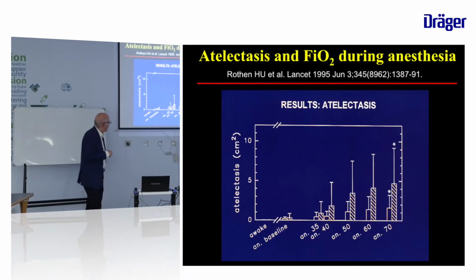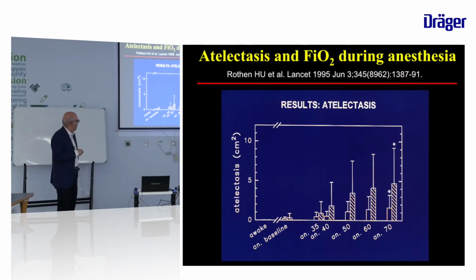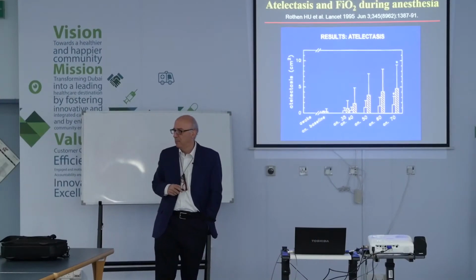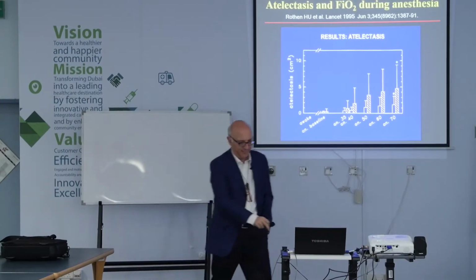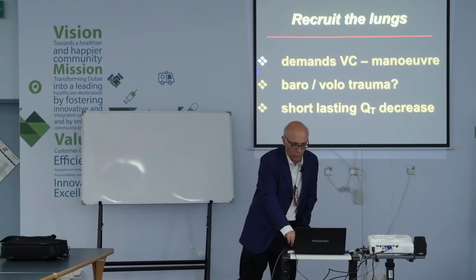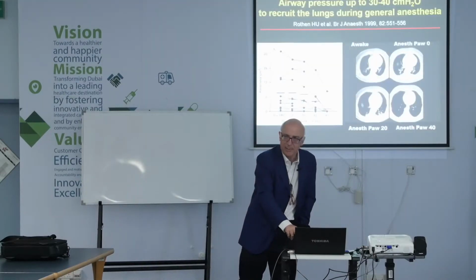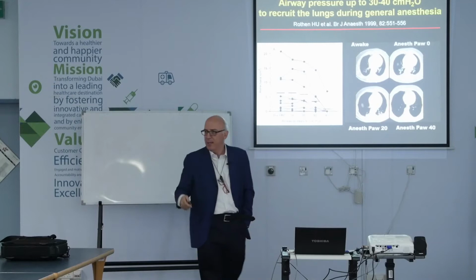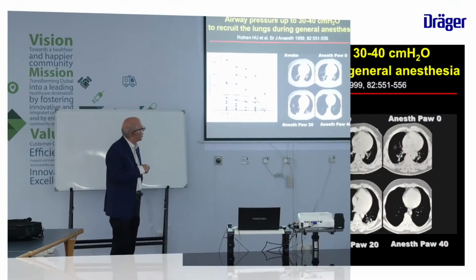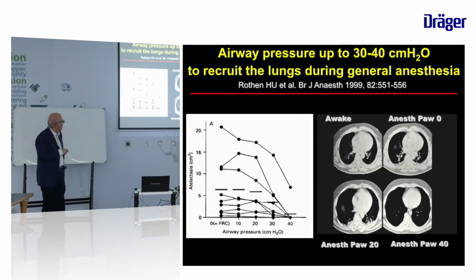And this is what happens during anesthesia from baseline to 17 minutes in the high FiO2 and low FiO2, but high FiO2 here is 100%. So very high FiO2. Recruitment, we don't discuss that too much because we have a lecture on recruitment, but just showing that you need high pressures, around 30 to 40 centimeters of water. This is the atelectasis, this is the airway pressure, to recruit the lung.